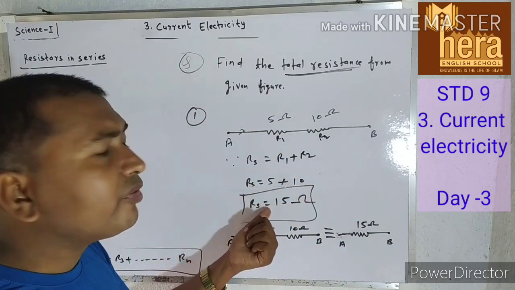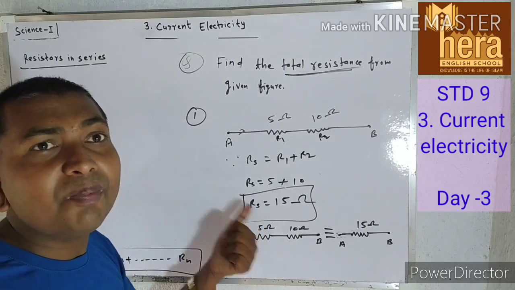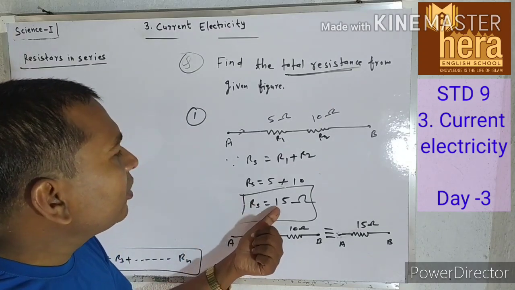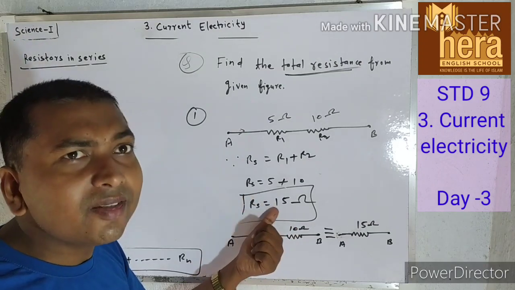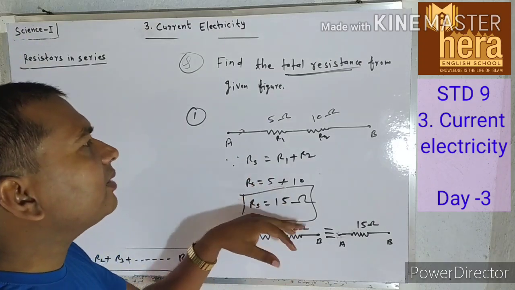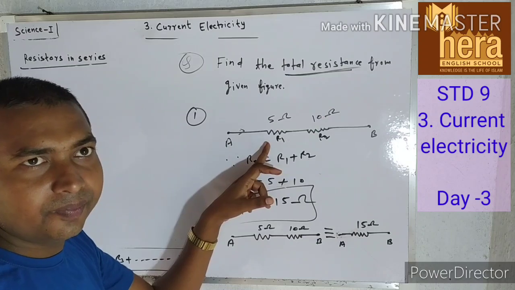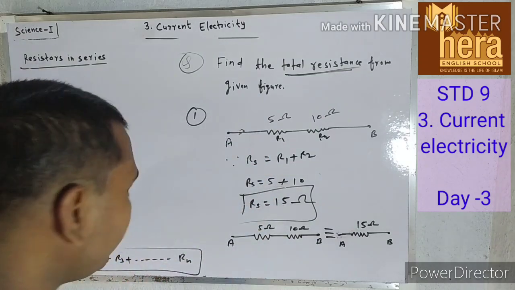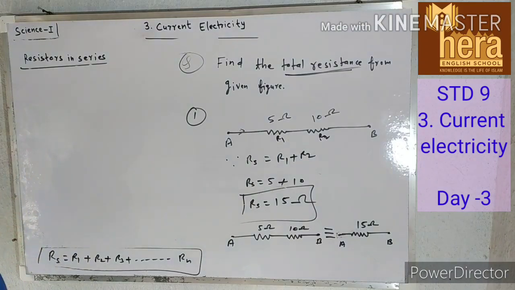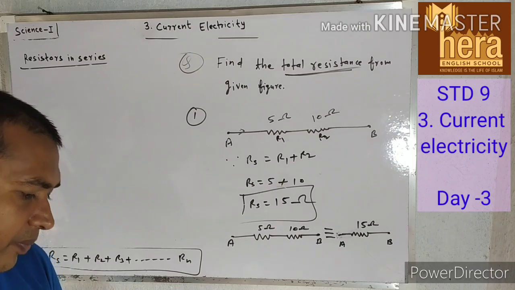In that case, if you find total resistance in parallel, you will find that the total resistance or equivalent resistance will be smaller than the smallest resistance. Okay, smaller than the smallest resistance. Some important points are there. So I will explain some.